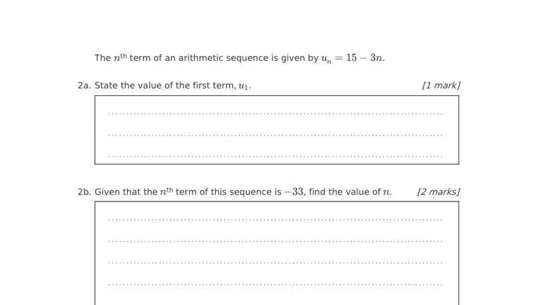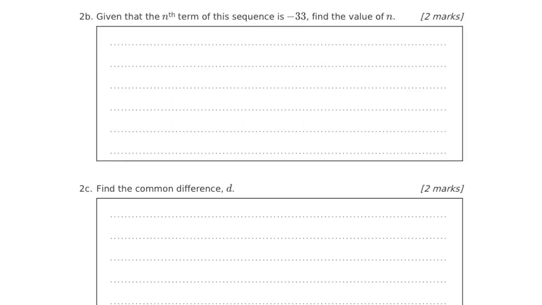Question 2. The nth term of an arithmetic sequence is given by un = 15 − 3n. 2a. State the value of the first term u1. To find the first term, substitute n equals 1 into the formula. Therefore, we get u1 is equal to 15 − 3 times 1, so u1 is equal to 12.